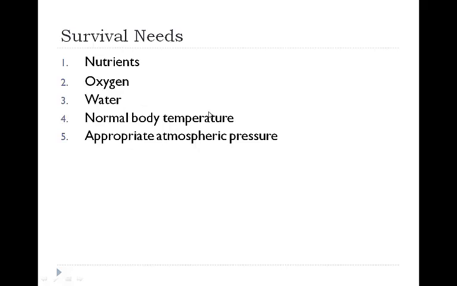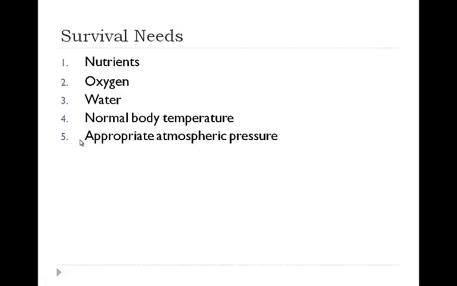Normal body temperature. Average person's body temperature is 98.6 degrees. You can be a little warmer, a little colder. It's not a big deal. But if you get too far out of whack, you can have some very large issues arising. Now, the last one's appropriate atmospheric pressure. I just like to say pressure in general. And the easiest, best example for pressure is going to be blood pressure.